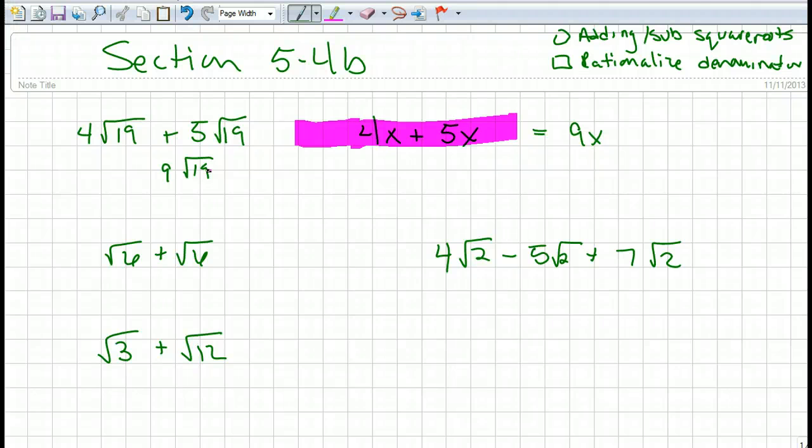Now that you know that, look at the square root of 6 plus the square root of 6. But how many square roots of 6 do you have? 2 of them, right? So this would be 2 square roots of 6. So it's just like saying x plus x equals 2x. As long as the square root is exactly the same, you can do that.